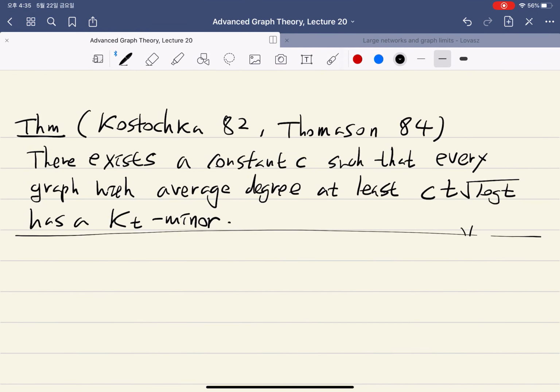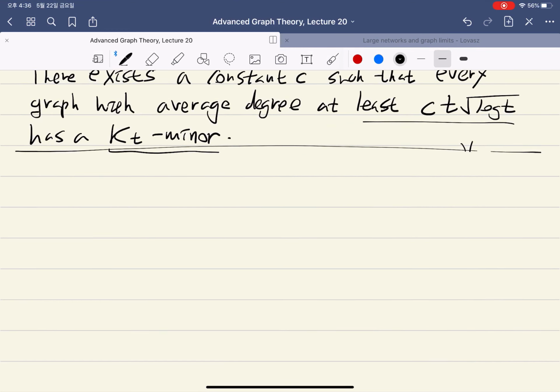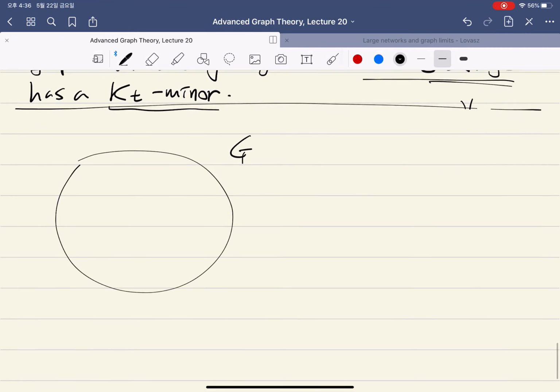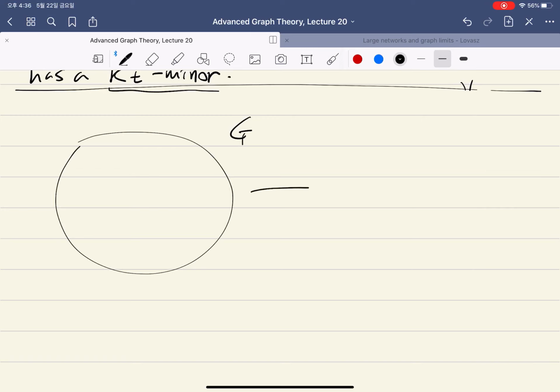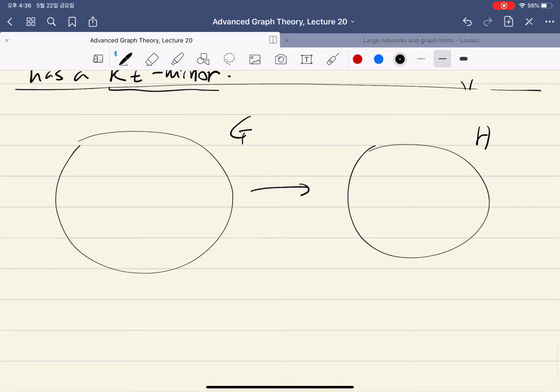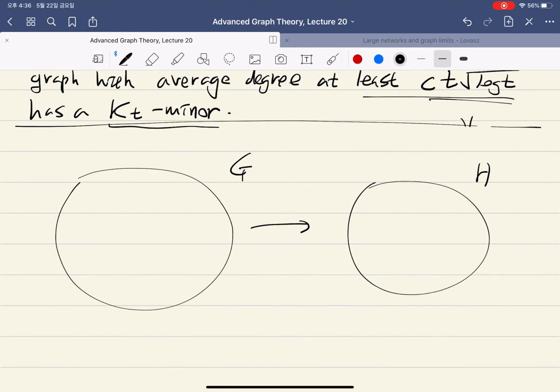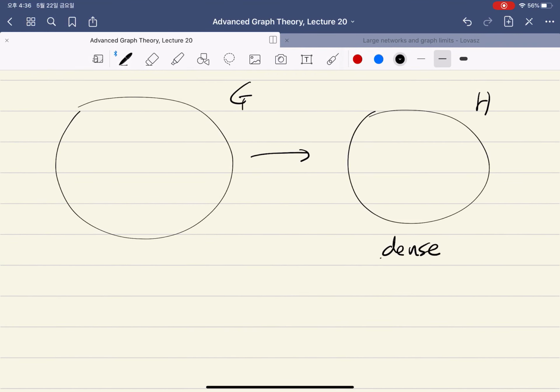So anyway, we want to prove this Kostochka-Thomason bound. If we have a graph with many edges, average degree at least this much, it has a K_t minor. So what we have is this graph G with that many edges, and we want to build a K_t minor. So we want to first take a minor of this, say H, so that H is dense.